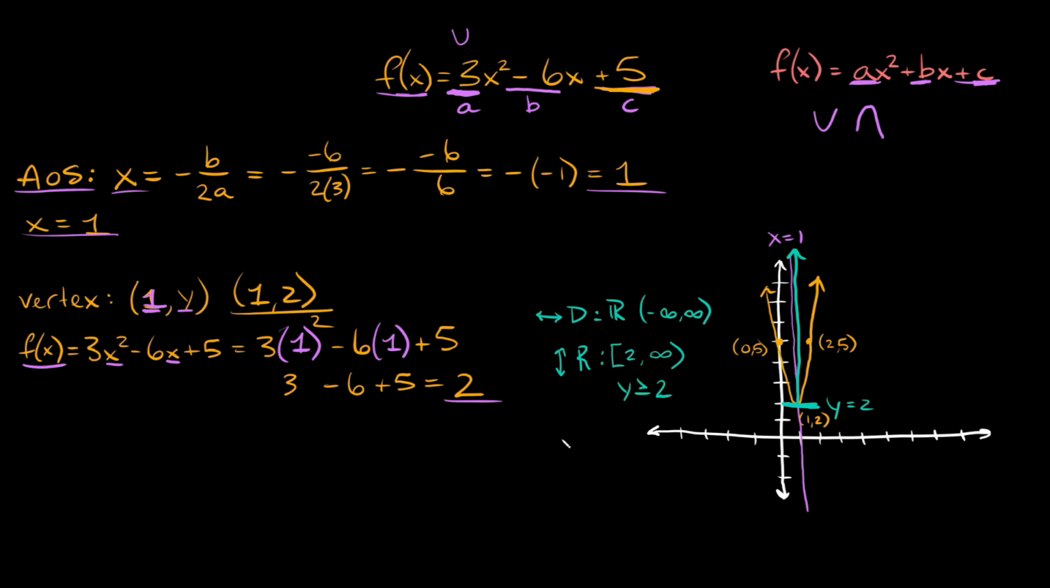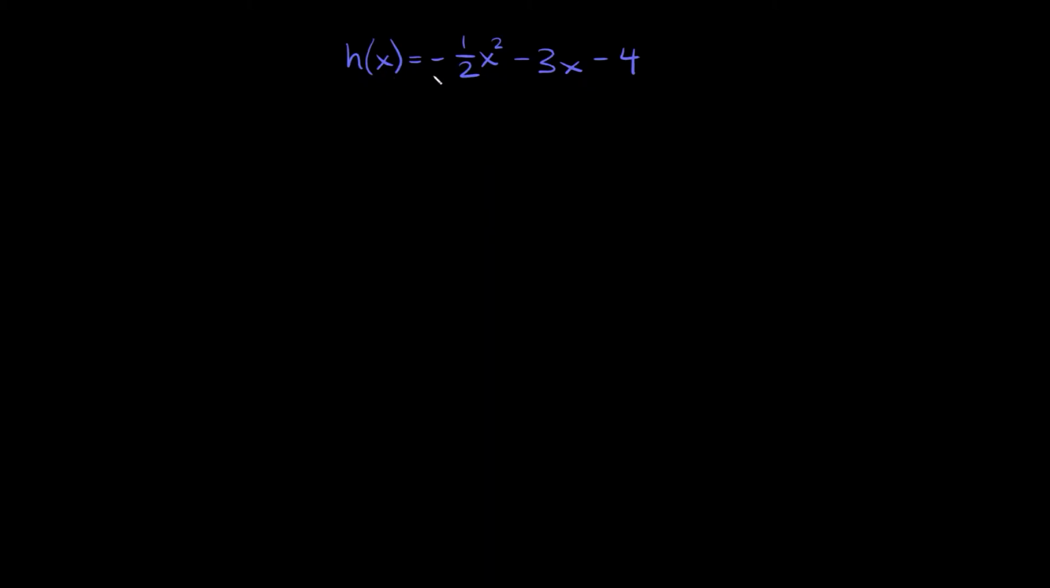All right, so hopefully that wasn't too bad. Let's just try one more that's going to be a little bit more complicated. All right, so here we have h of x is equal to negative 1/2 x squared minus 3x minus 4, right? So first thing you can see here is that our a number right here is negative, so that means the parabola should be facing down like that. And then our y-intercept will be at negative 4.